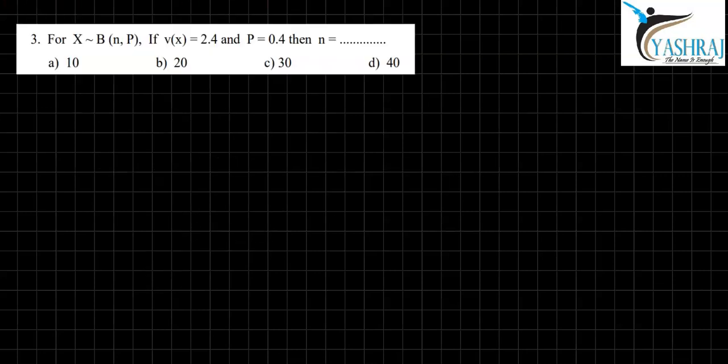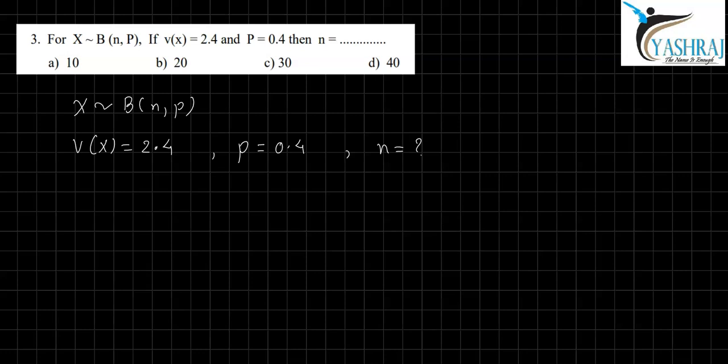Look at the next MCQ now. For random variable capital X follows binomial distribution n comma p, where we have given variance of random variable capital X is 2.4 and probability of success we have, that means small p, as in 0.4. Then find the value of n, means the number of trials.